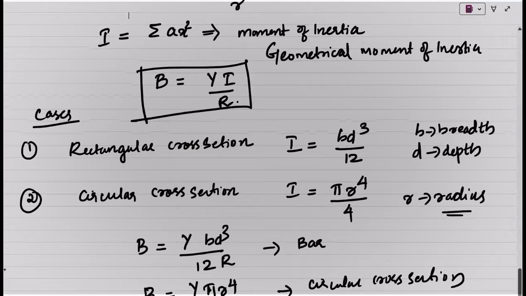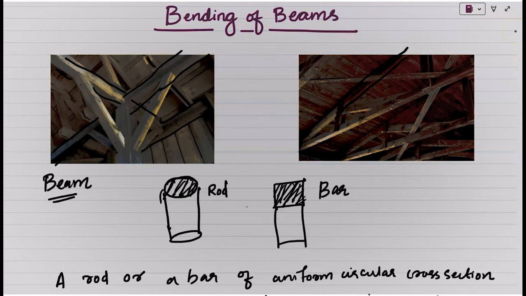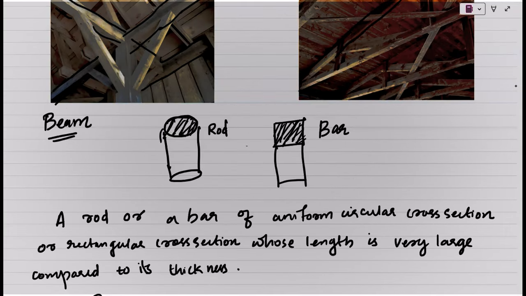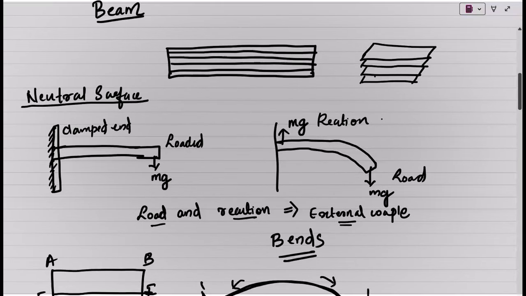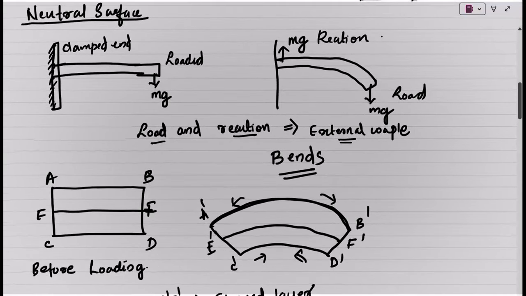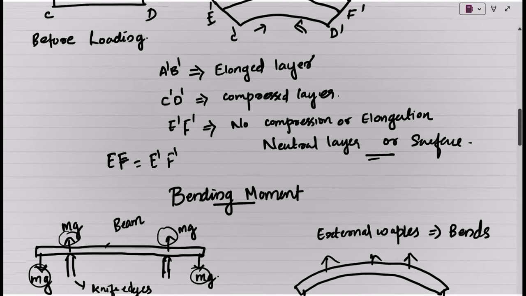We can summarize today's class once again. Today we discussed beams and their bending. A beam is a rod or bar of uniform circular or rectangular cross section whose length is very large compared to its thickness. Then we discussed that the beam is made up of several layers, and the middle layer, called the neutral layer or neutral surface, never bends; it has no elongation or compression.